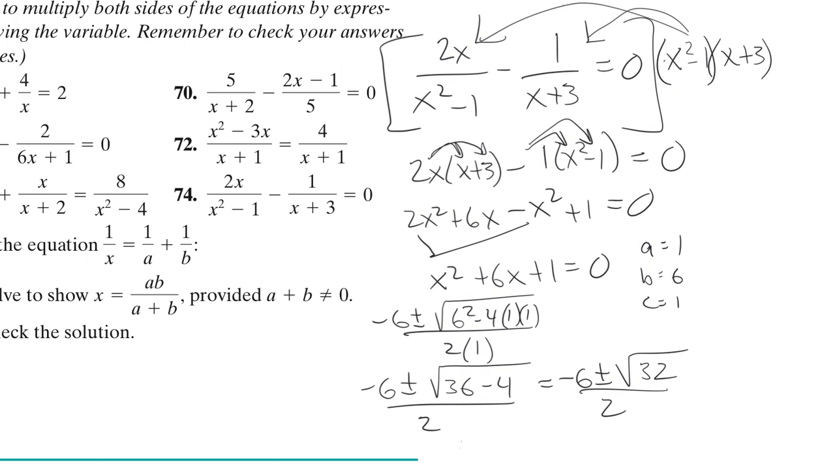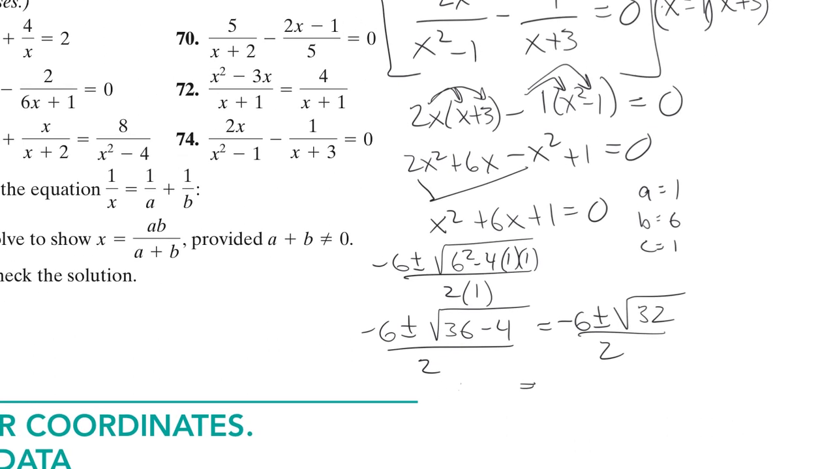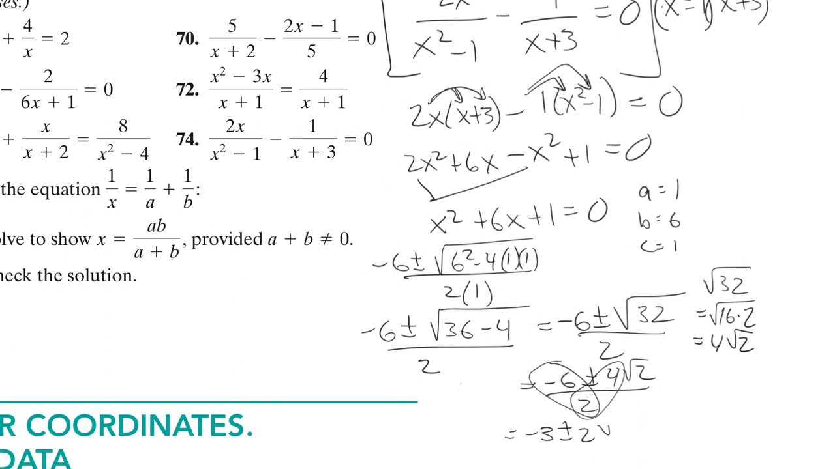And I could go further with saying that this is, let's bring this up a little bit. So this is negative 6 plus or minus the square root of 32, which is the same thing as the square root of 16 times 2, which is 4 times the square root of 2. So it's negative 6 plus or minus 4 times the square root of 2, over 2. And now that can divide, so it's negative 3 plus or minus 2 times the square root of 2.